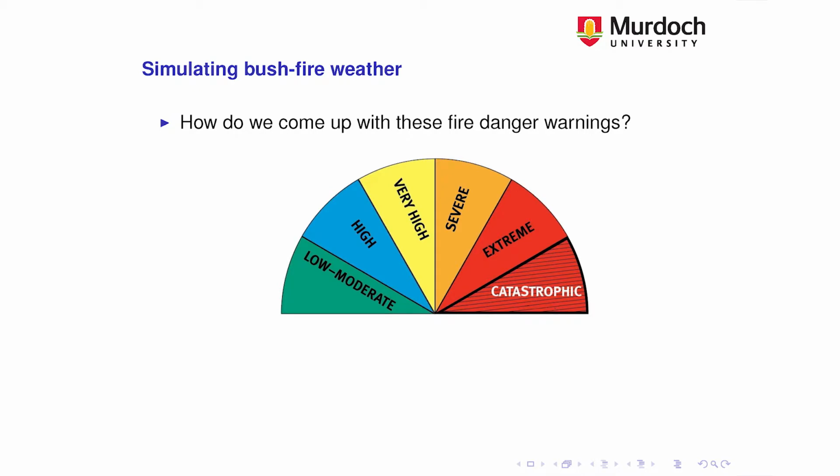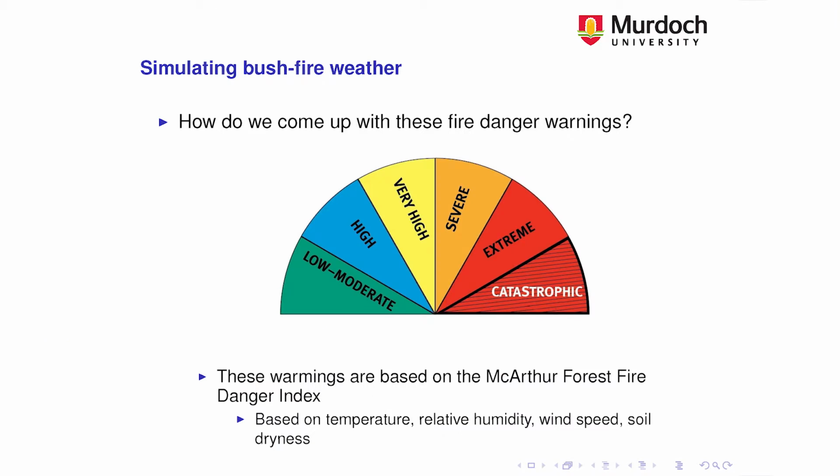If you've driven around Australia enough, you would have seen some of these warnings. They're bushfire warnings. They rate from low to catastrophic. So how do we come up with these warnings? They are based on something called the McArthur Forest Fire Danger Index. It's based on temperature, humidity, wind speed, and soil dryness. So that's how these warnings are generated. And something else we wanted to do with all our simulations is to look at how well our model simulates this index, because it's quite important. It's what we use for bushfire weather warnings.